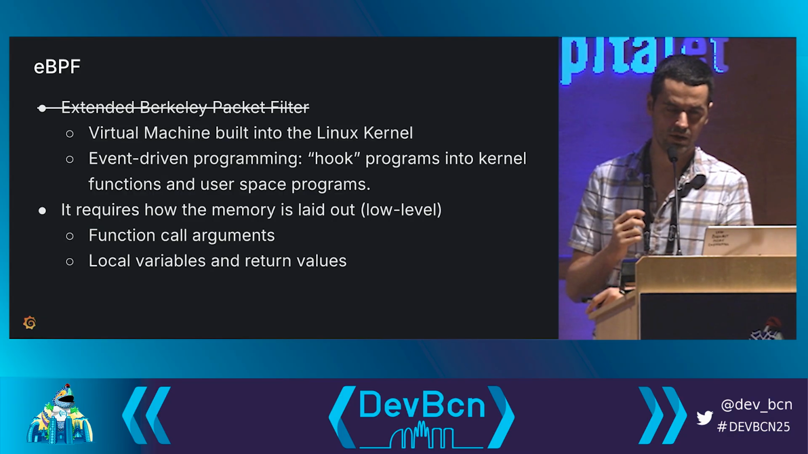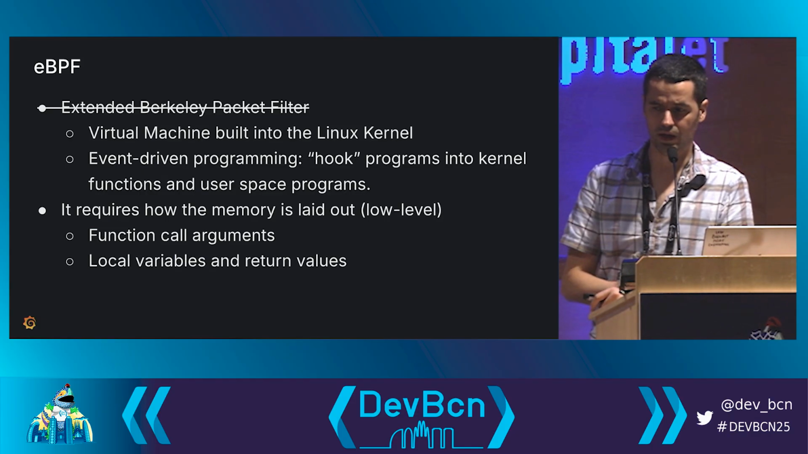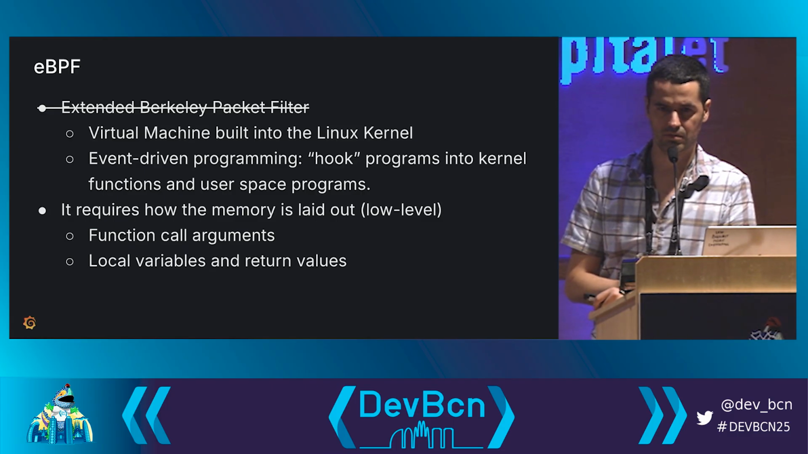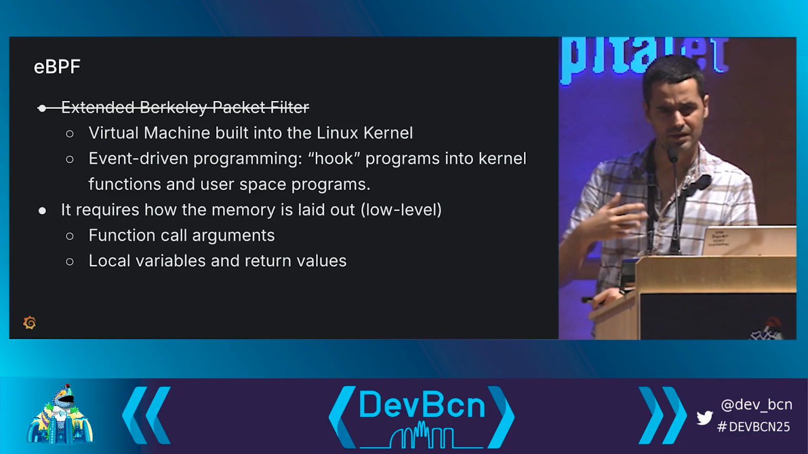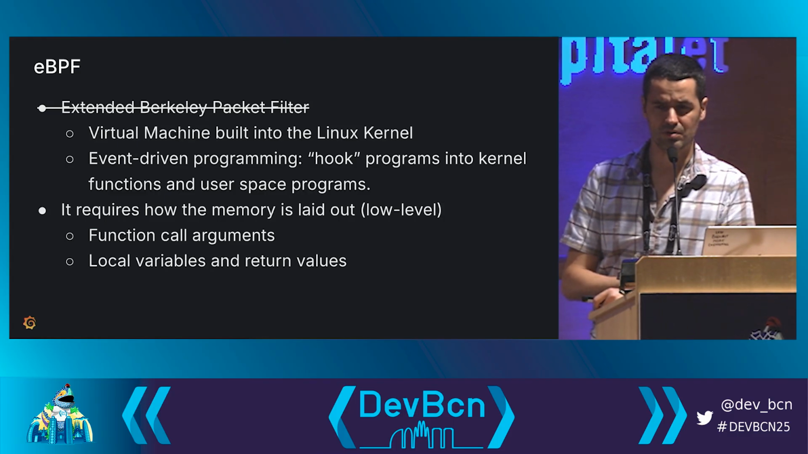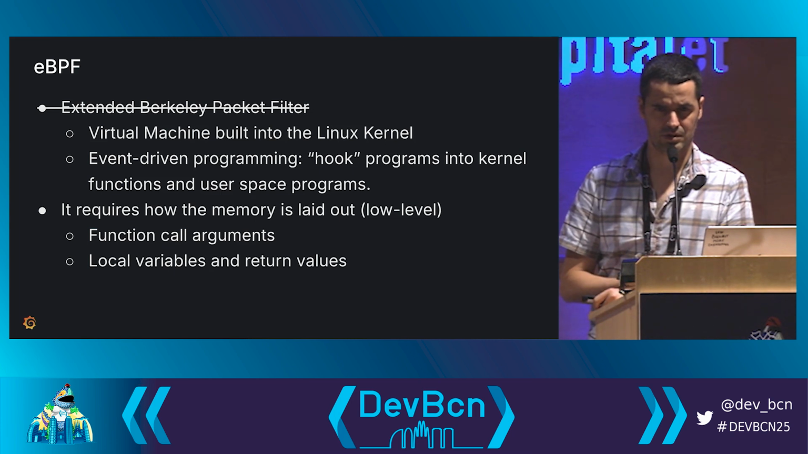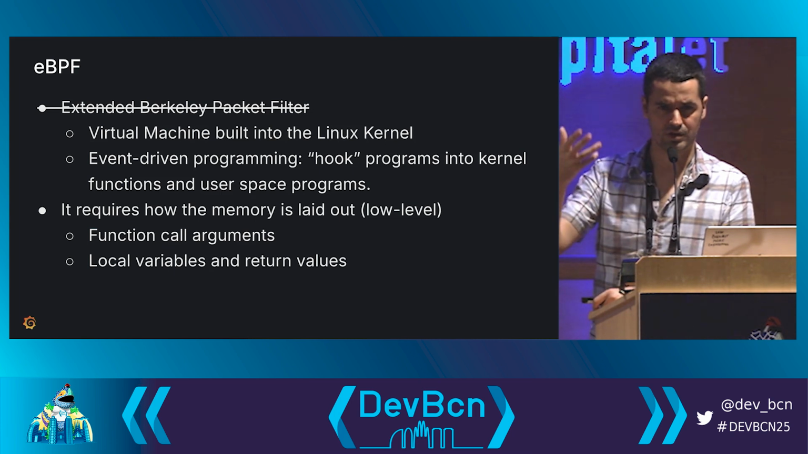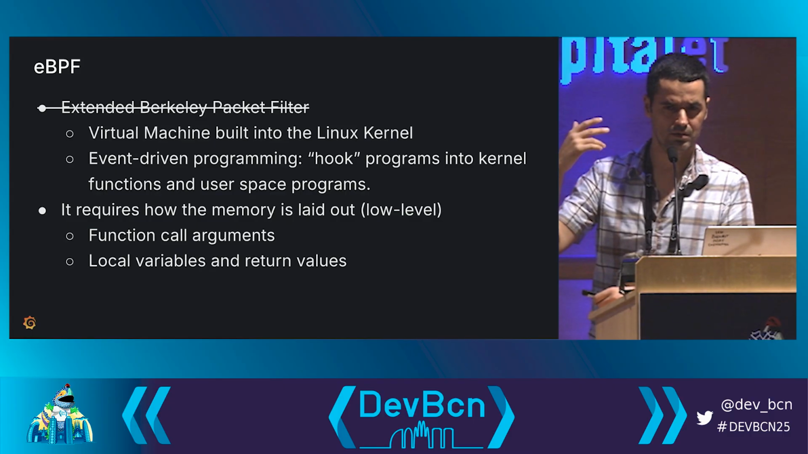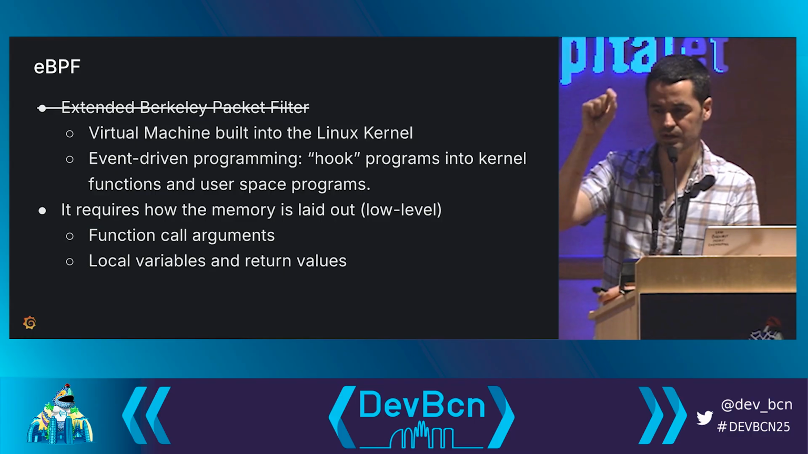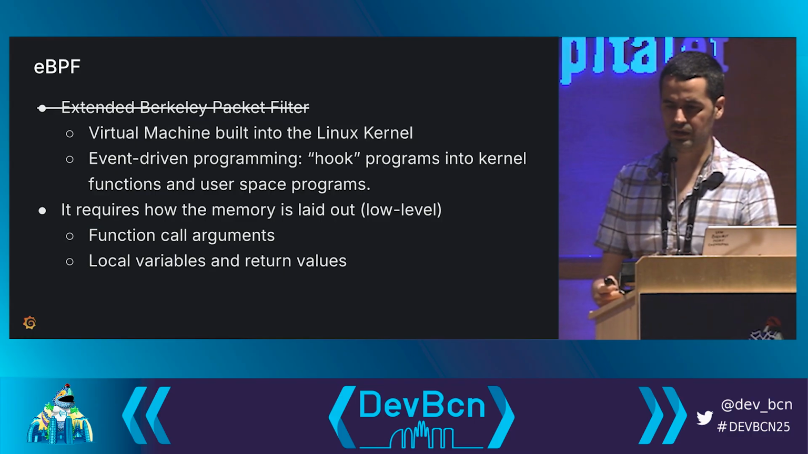The eBPF programs are usually written in C and compiled to a binary format of this virtual machine, and need to know how the memory is organized. So if you want to inspect a function call from eBPF, you need to know, for example, how the function call arguments are passed, how the different structures lie in the memory in order, at a binary level, to know where to pick up the data.